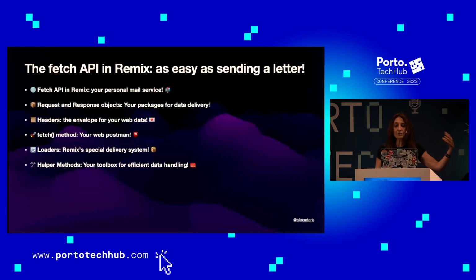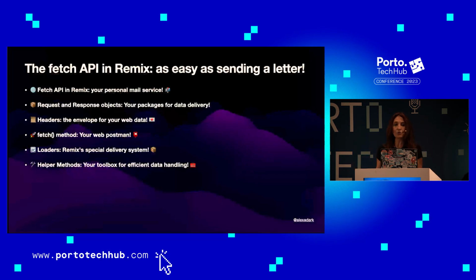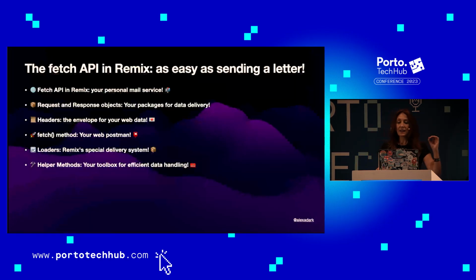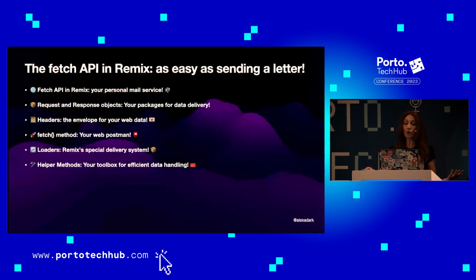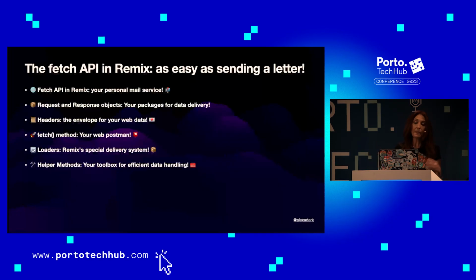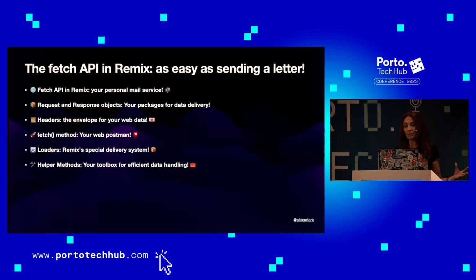The fetch method takes your request, delivers your response, and can be called from anywhere in your app. Loader functions in Remix are functions that fetch data from the server for your components, and they're the backbone of your app's data flow. And Remix adds request, response, headers, and fetch to your loader's global context. This means you can use them anywhere in your app, just like you would in the browser. And lastly, we also have helper methods like json and redirect that streamline working with the Fetch API. So with the Fetch API in Remix, handling data is as easy as sending a letter.